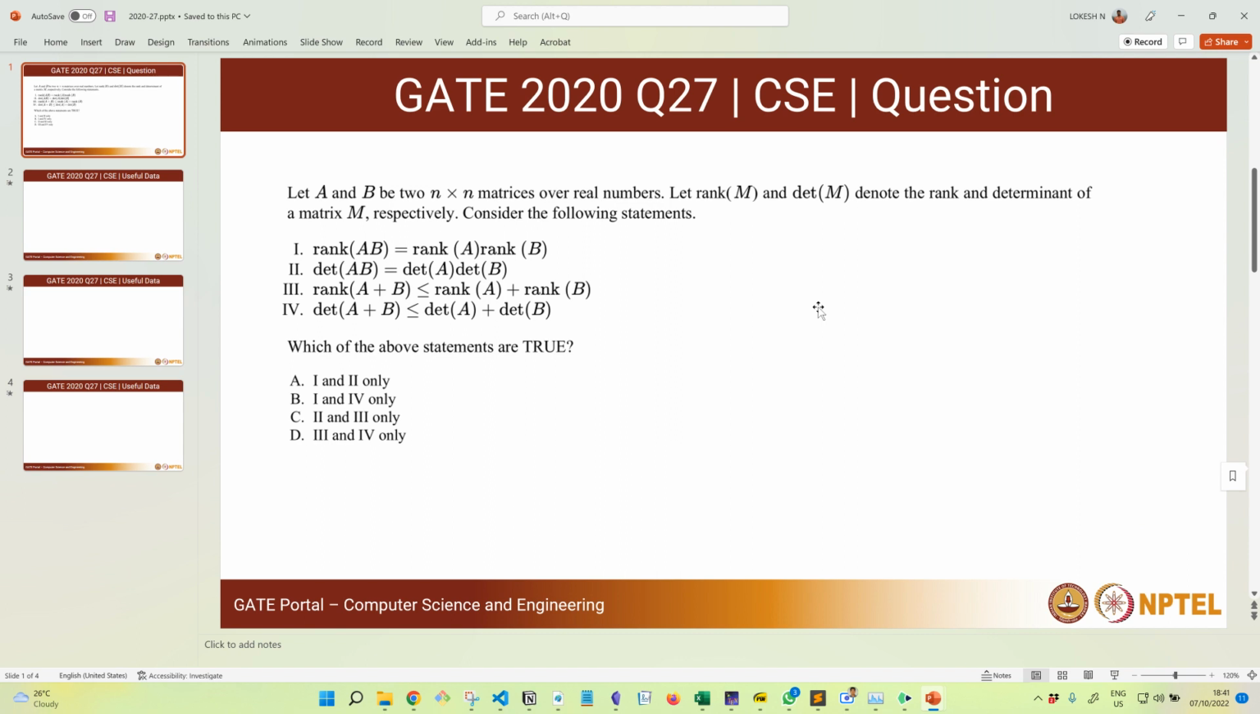So, in the interest of time, I'll go to this question. We'll perhaps revisit the same question again. So this is GATE 2020, question number 27. Here, they have given us two matrices, A and B. They are square matrices, n cross n, right? And this question is on rank, right? Now they are telling rank of M and rank of N. Okay, this question is about rank of M and determinant of M, right? They are asking which of the following statements are true.